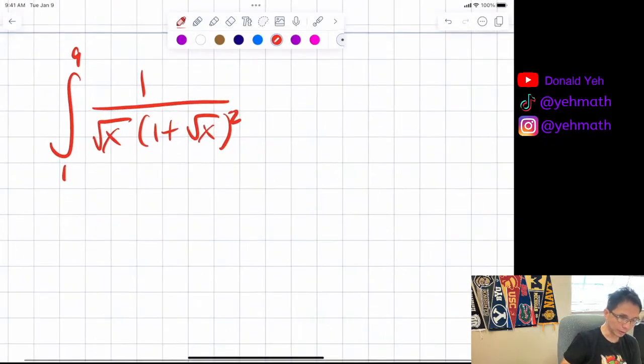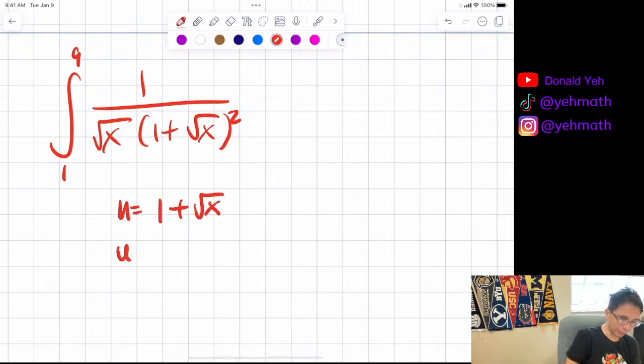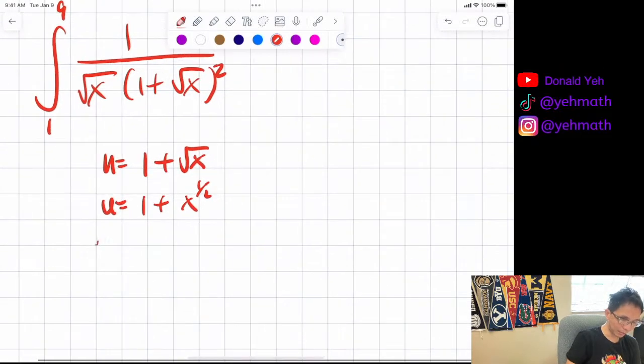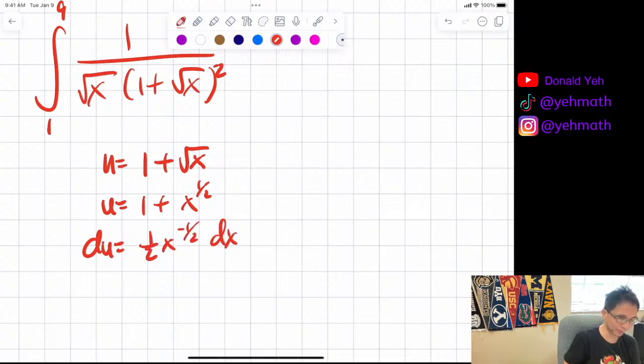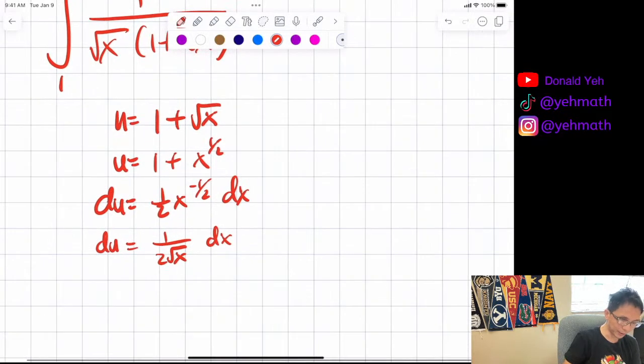Okay, so let's check it out. Usually u is inside a parenthesis. Now I'm gonna rewrite that 1 plus x to the 1/2, and I'm gonna say du is equal to what? 1/2 x to the negative 1/2 dx. Now this one is going to be 1 over 2 square root x dx du. I'm going to solve for dx, so it'll be 2 square root x du equal to dx.